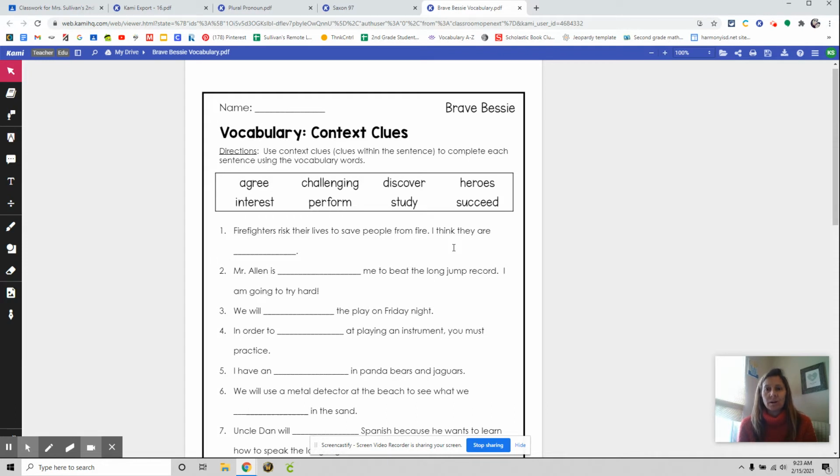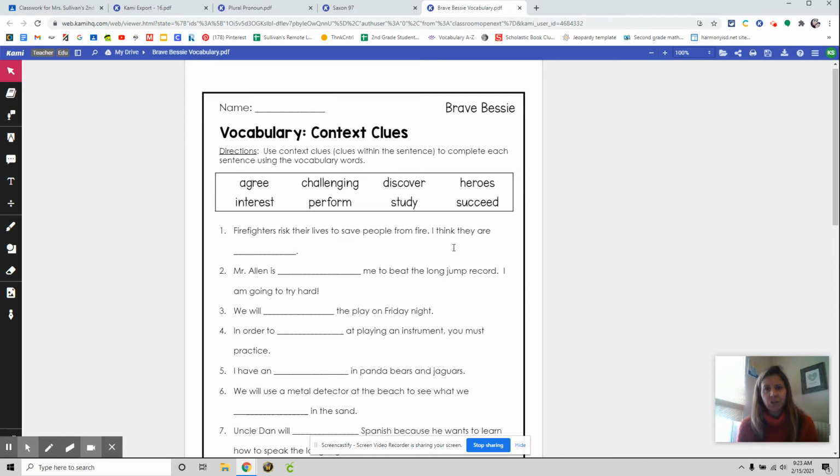Who would be your hero? Is it a police officer, a firefighter, your dad, your brother? Who's your hero? And if you succeed at something, that means that you do well at something. What is something that you might discover in the dirt? What in school is very challenging to you? Is it math? Is math challenging to you? Usually if something is challenging to you, that means it's difficult or it's hard to do.